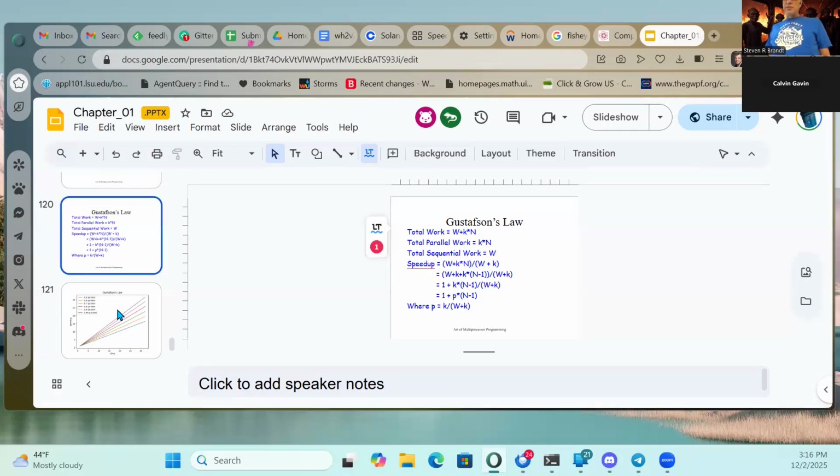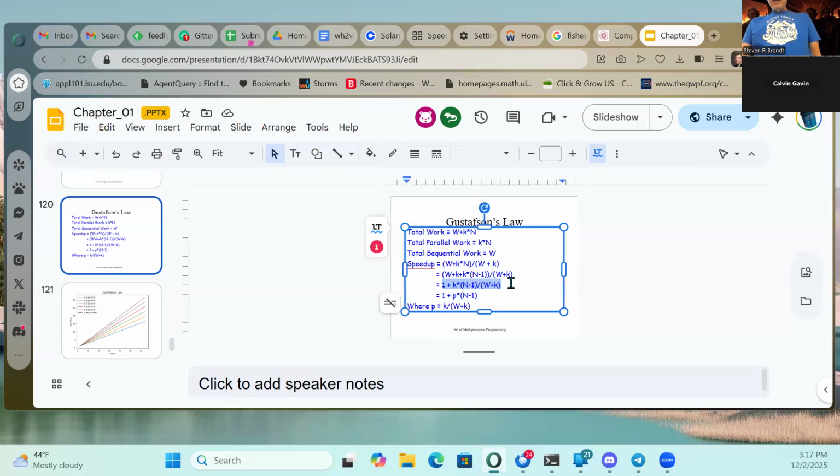So then I just have to do some algebra, but I do the same thing I did before. I have W plus K times N, which is the total work, in the numerator. And I have W plus K in the denominator because, again, the parallel part of the work gets divided by N. And now I just have to do some algebra. What I get is 1 plus K times (N minus 1) over W plus K, and I'm going to call this K over W plus K that thing P, a parallel fraction. It's a slightly different definition of parallel fraction than we used before, but it is one that we can use in this problem.